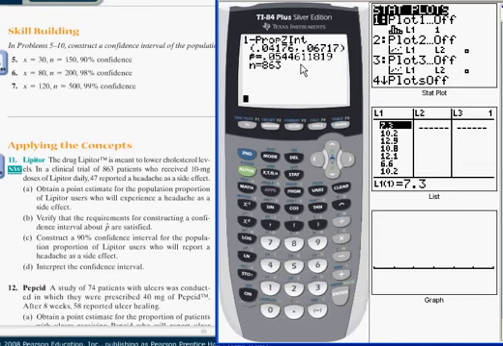And that is 0.04176 to 0.06717. So that's about 4% to about 6.7%. And the sample proportion, the 47 over 863, is about 5.4%. And again, our sample size that we gave it was 863. So that is how you construct a confidence interval for population proportion using 1-PropZInt.